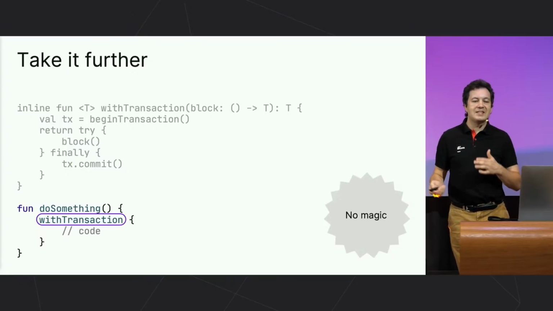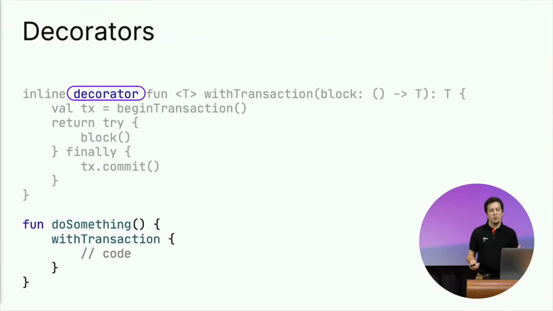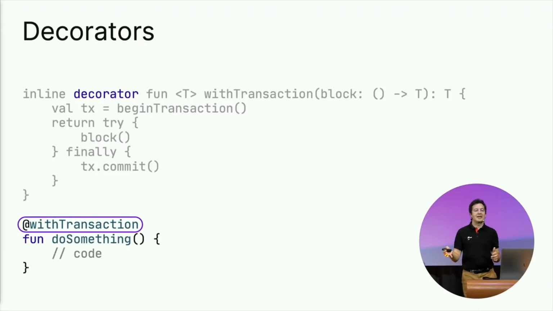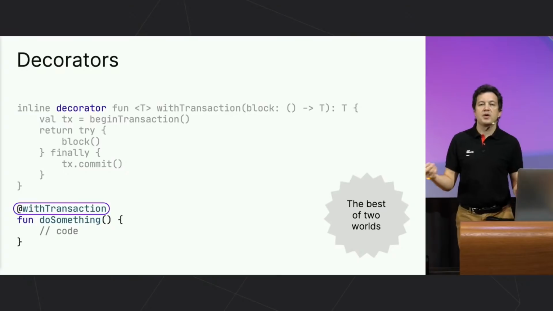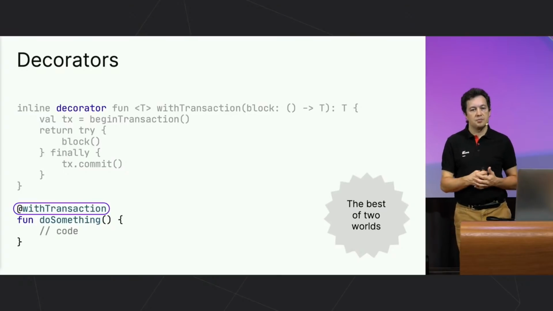So what if, instead of this kind of use-site syntax, we introduced the concept of a decorator? What if you could mark a function with a decorator modifier, and when this function becomes a decorator, instead of nesting your code inside of it, you can use it as if it was an annotation? You can just write with transaction and write your function. This way, your own code is not nested or moved to the right, and it gives you the best of two worlds. It gives you concise syntax, and it gives you complete transparency in what it does, because you can always click on this function and see how it's implemented.